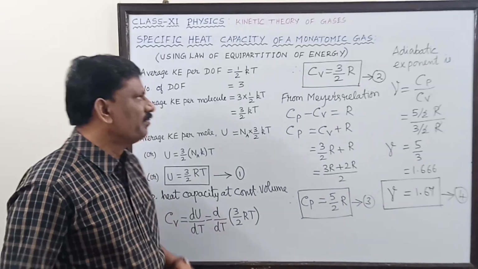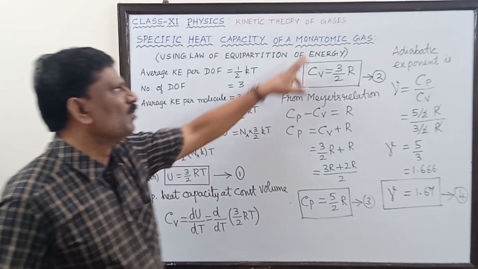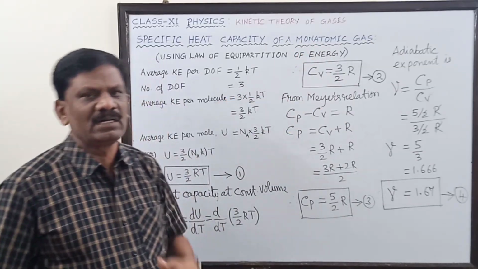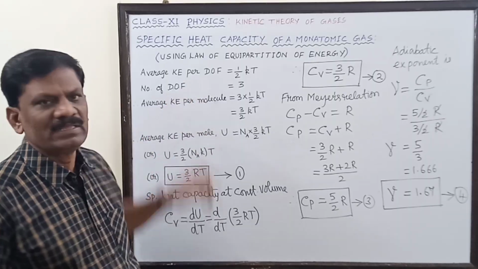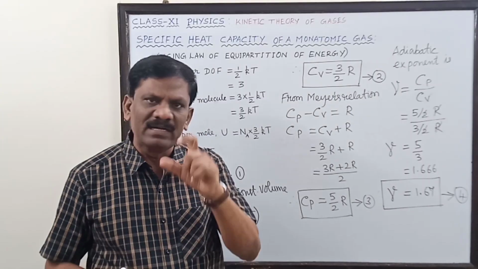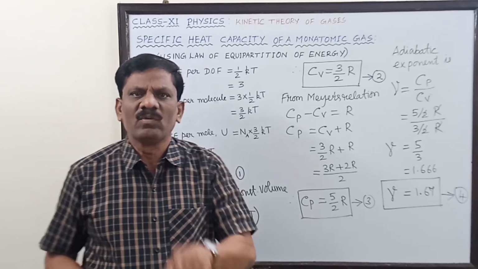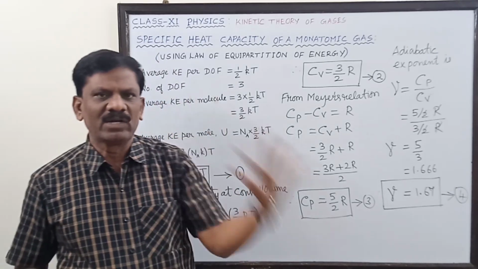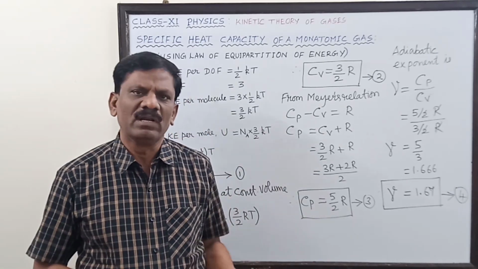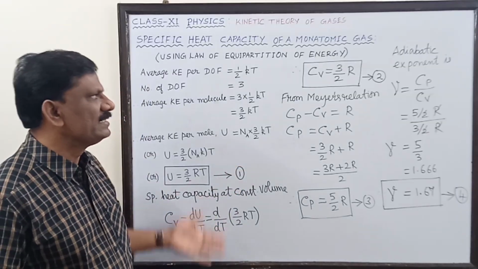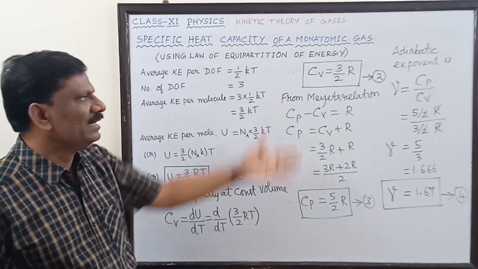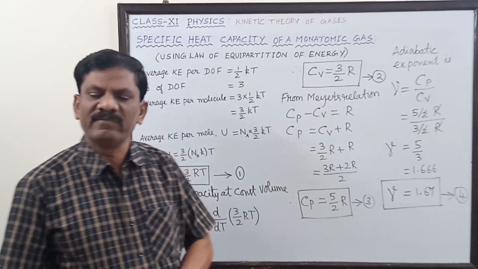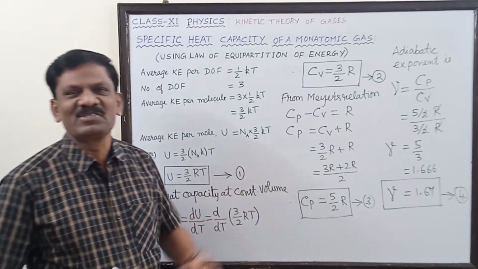So in this type of derivation, whether it is monatomic, diatomic or triatomic at different temperatures, first we start with the average kinetic energy per degree of freedom. Then for one molecule, then for Avogadro number of molecules, that is 1 mole, and then by differentiating we get Cv, followed by Mayer's relation, we determine Cp, and we take the ratio and get the value of gamma. I hope you have understood well. Fine.